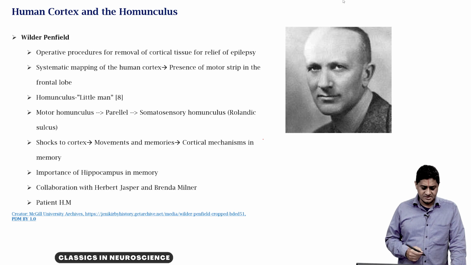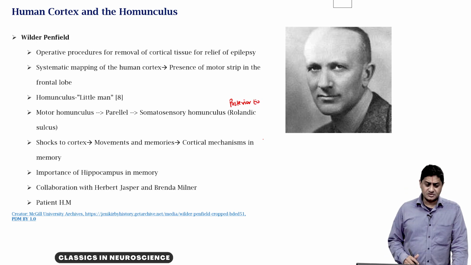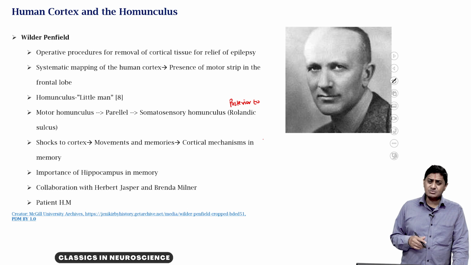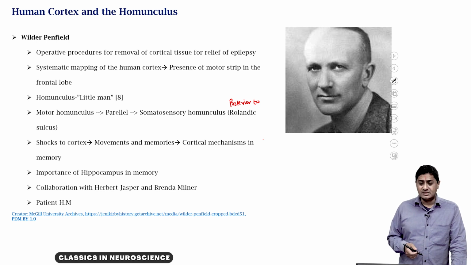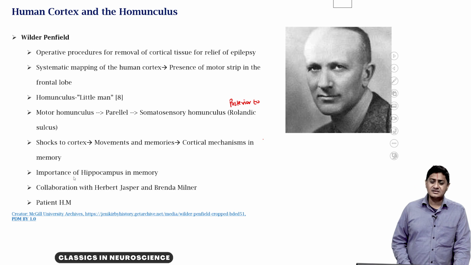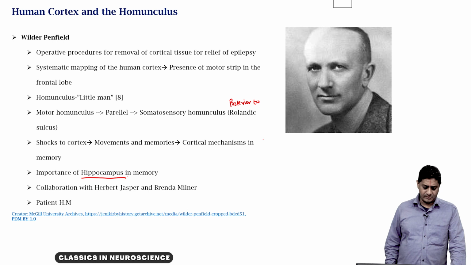This motor homunculus was comparable and parallel to the somatosensory homunculus found in the somatosensory cortex, that is just posterior to the Rolandic sulcus or the central sulcus. And he also found that not just movements were elicited during stimulation of the cortex, but also memory, that he could elicit memories. This emphasized the critical contribution of the hippocampus in memory.